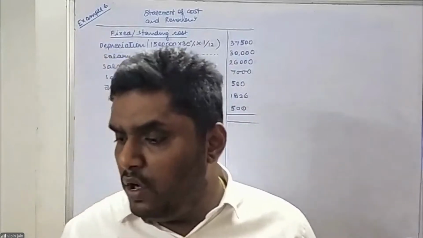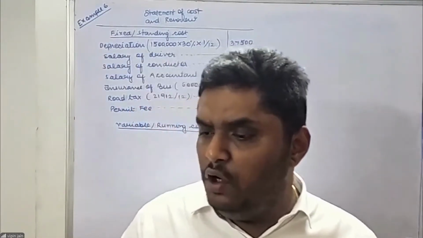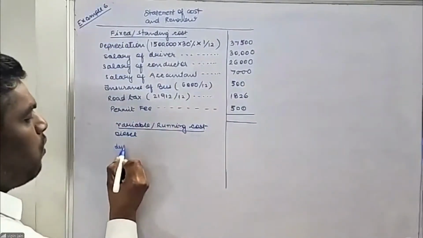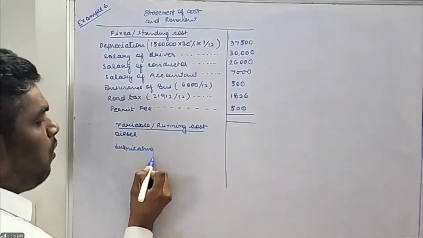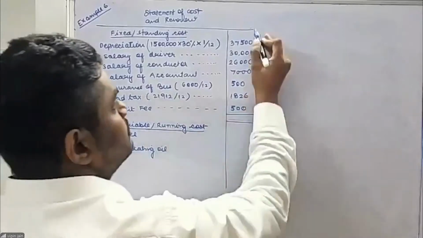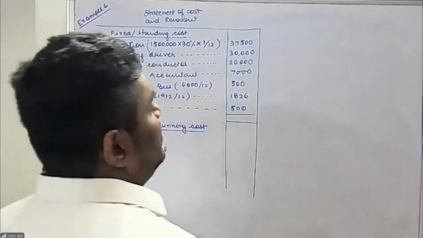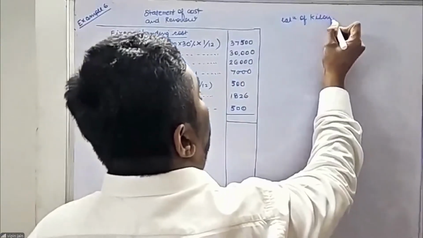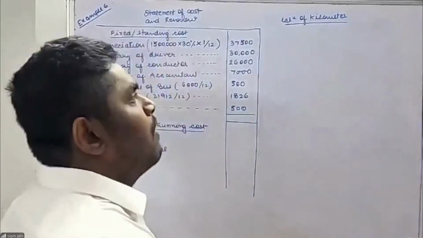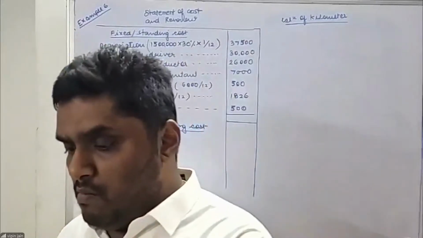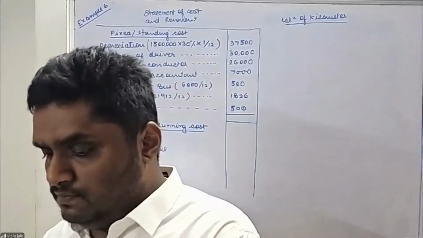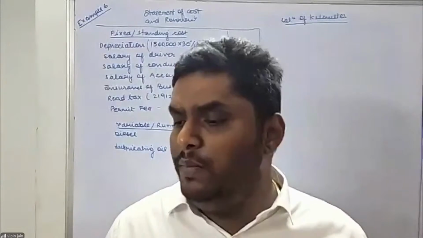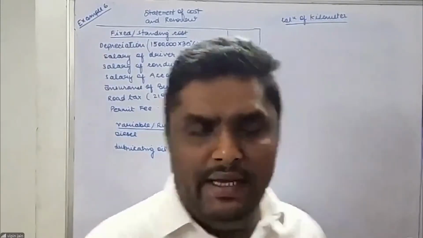Let's start with variable or running cost. So diesel cost and lubricating oil will be the variable cost. So let's start with calculation of kilometer. Delhi to Hisar and back the same day, 160 kilometers one way, and it runs 9 times in a month.